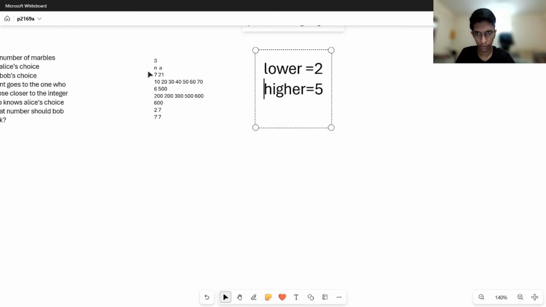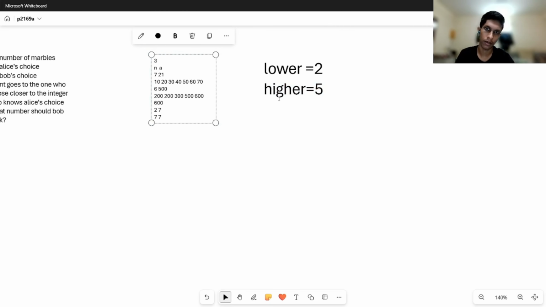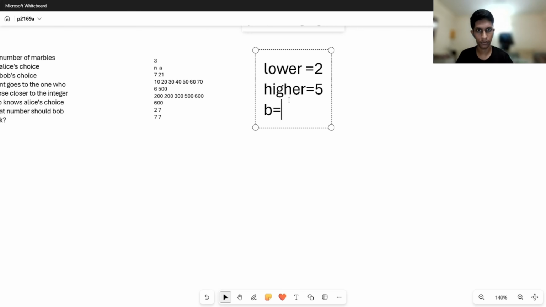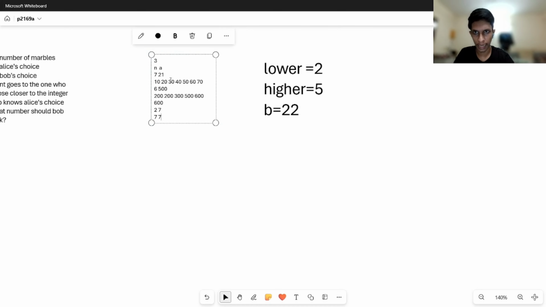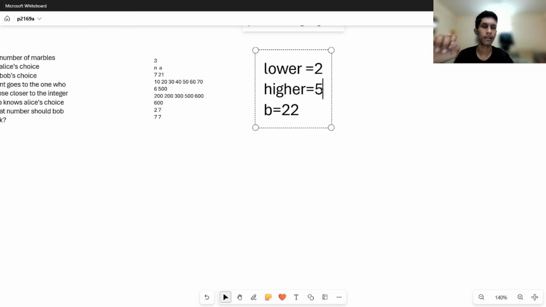Let's say if we choose 22 as Bob's choice, it will be closer to 20 as compared to Alice's number. It will be closer to 30, 40, 50, 60, 70 and all. It will be closer to all the numbers since the higher numbers are greater in this test case. For some test cases, it is quite the opposite.